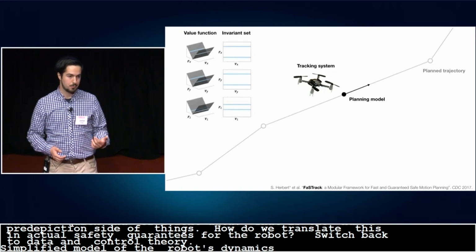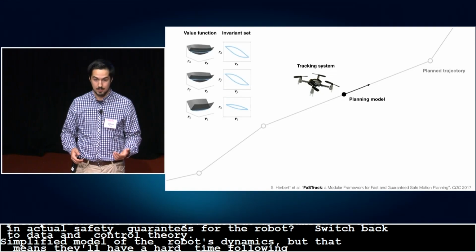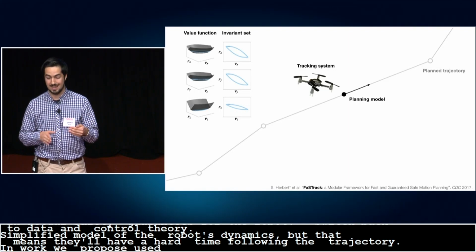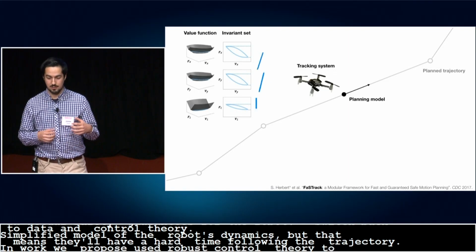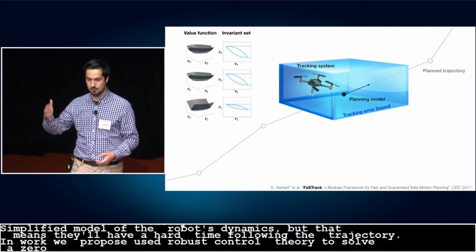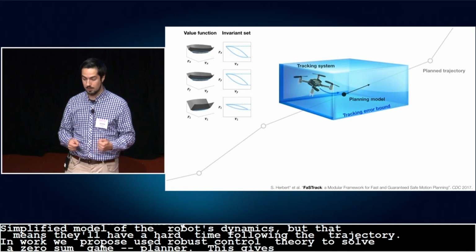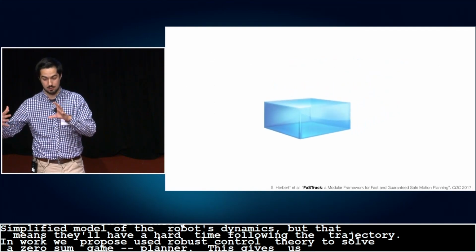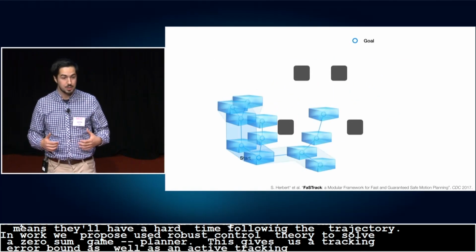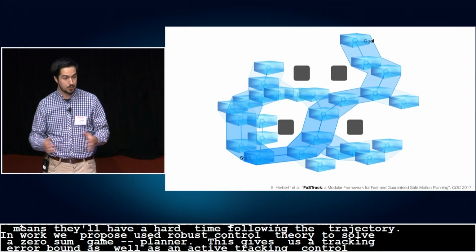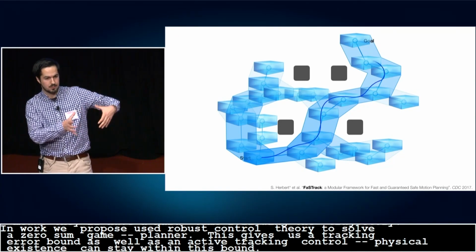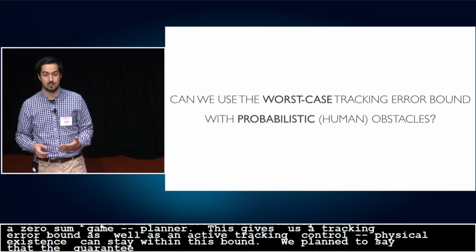So in recent work, we propose using robust optimal control theory to solve the zero-sum game between a tracker and an evasive planner. This offline Hamilton-Jacobi computation gives us a tracking error bound as well as an optimal tracking control policy that guarantees that the physical system can stay within this bound. We can now use that bound to plan very quickly in real time with an actual guarantee that the physical system will remain within this time-varying corridor and therefore stay safe.